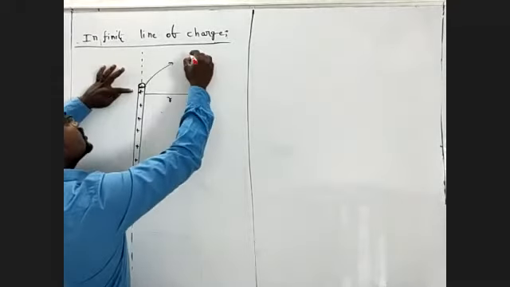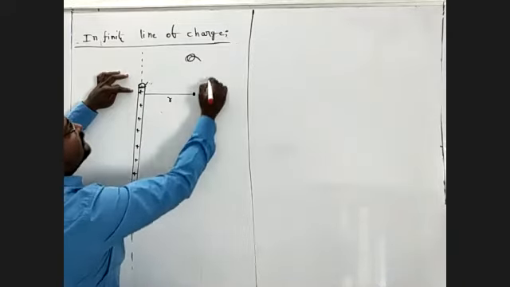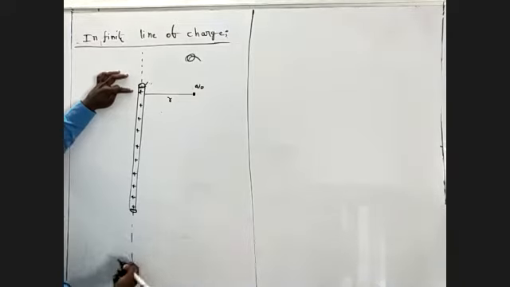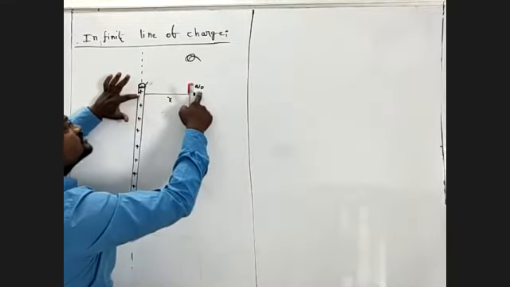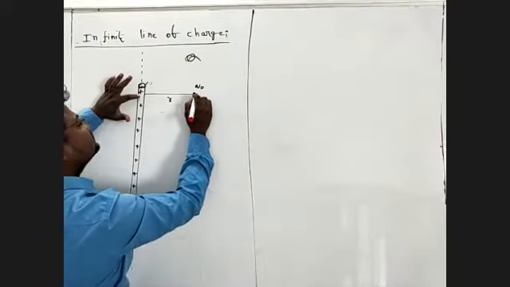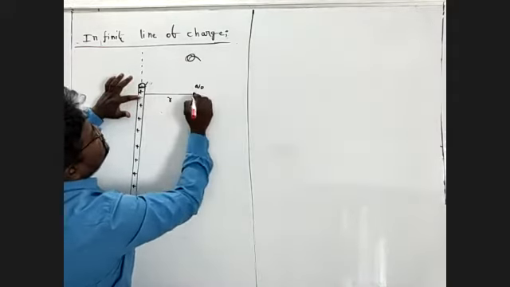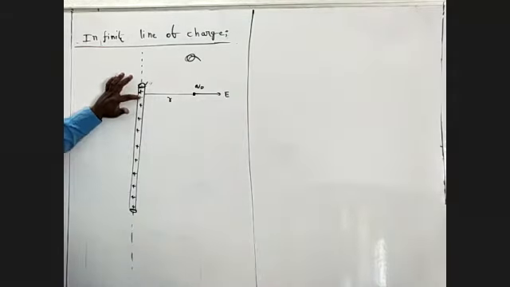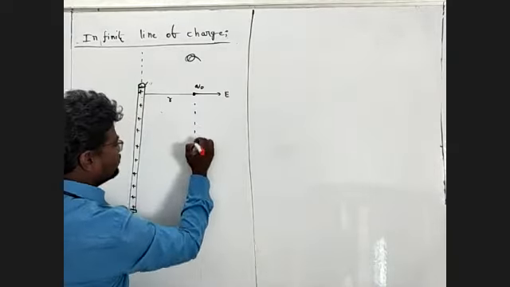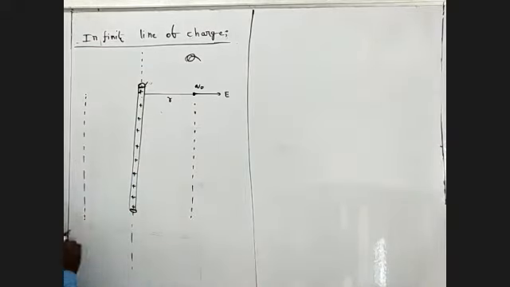This wire has charge capital Q. Now I'm placing a test charge Q naught here. This is capital Q and this is Q naught. The positive charge will repel Q naught in this direction. This is the electric field E. I'm taking this as a point.